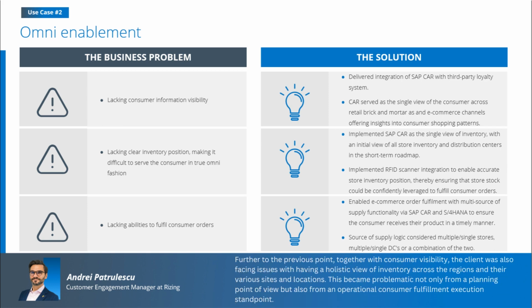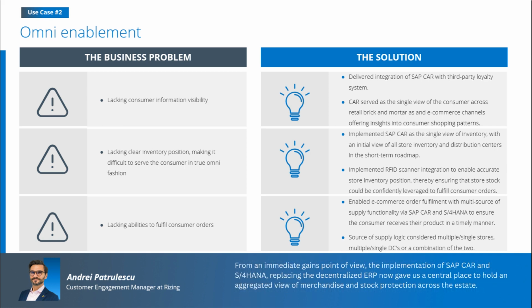Further to the previous point, together with consumer visibility, the client was also facing issues with having a holistic view of inventory across the regions and their various sites and locations. This became problematic not only from a planning point of view, but also from an operational consumer fulfillment execution standpoint. From an immediate gains point of view, the implementation of SAP CAR and S/4HANA replacing the decentralized ERPs now gave us a central place to hold an aggregated view of merchandise and stock protection across the estate.